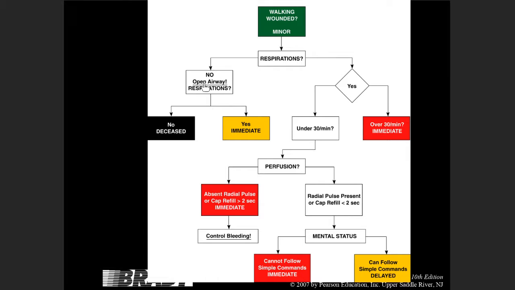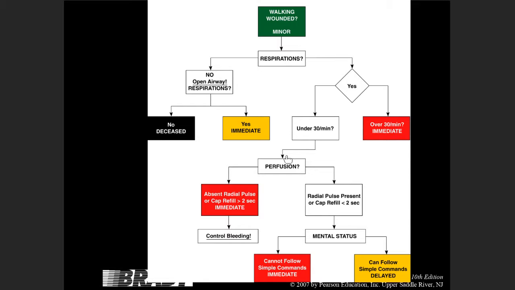Mental status and circulation, we're not even going to worry about right now. You make that initial assessment. They do have spontaneous respirations. Are those respirations over 30 a minute? If so, they're immediate transport. I don't care what else is going on. I don't care if they're talking about the latest Yankee game score. If they're breathing more than 30 times a minute for the purpose of MCI, I know this is hard to absorb, they're immediate transport, red tag.